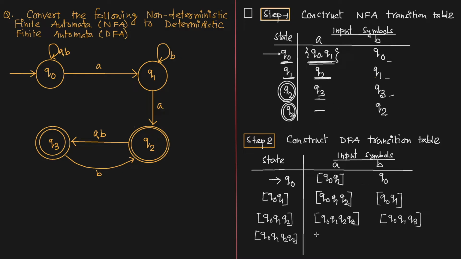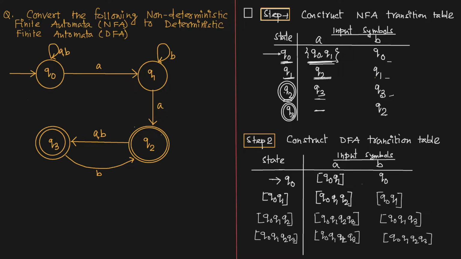Q0, Q1, Q2, Q3 on A, just taking the union, gives Q0, Q1, Q2, Q3. Q0, Q1, Q2, Q3 on B: for Q0 it is Q0, for Q1 it is Q1, for Q2 it is Q3, and for Q3 it is Q2. Taking their union we get Q0, Q1, Q3, Q2, so Q0, Q1, Q2, Q3. This is the new state.